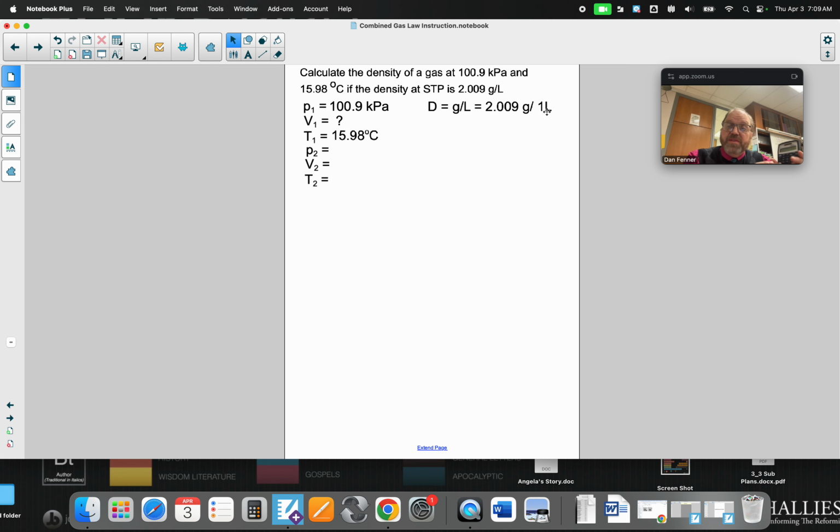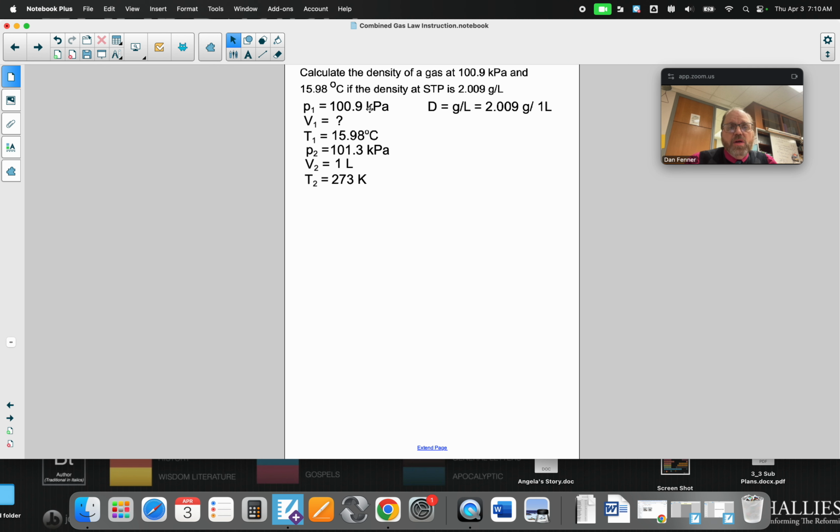Now, do gas laws affect mass? No, mass is always the same. But does the volume change? Yes. So since the volume changed, that means the density will change in that division problem. So the only volume we have is right here, 1 liter. So therefore, I'm going to have 1 liter from my volume.